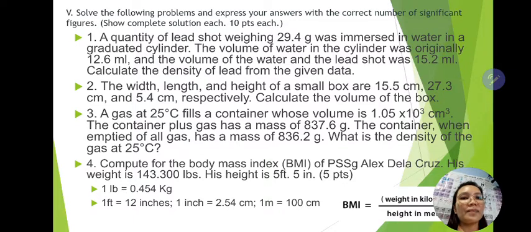Ito na yan siya. Okay, so I think that's it. Okay, that's the end of the slide.